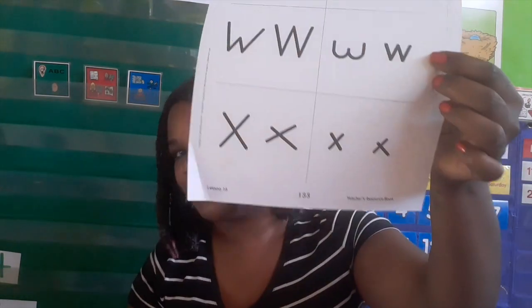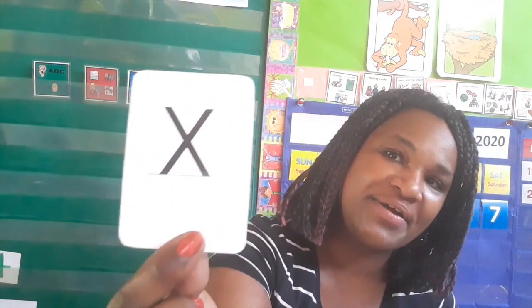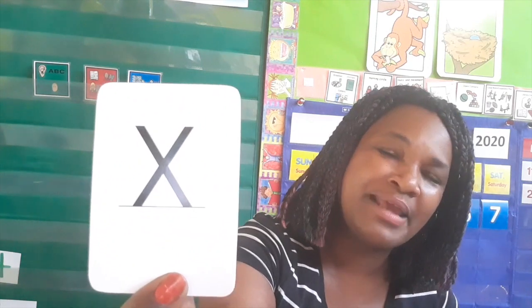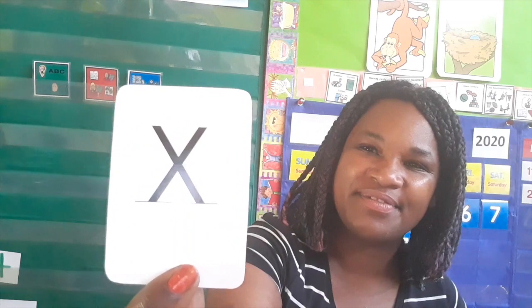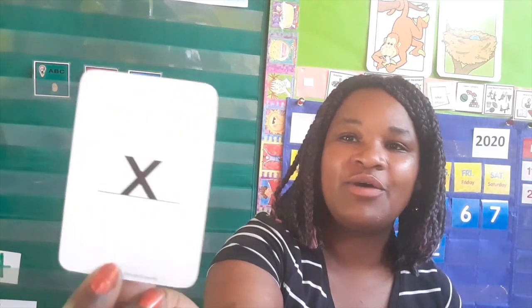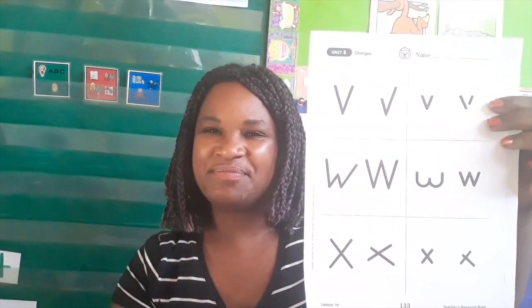The last one you see on your page is the letter X. An X, what kind of lines do you see in the letter X? How many slants do you see? And this is a lowercase x. You're gonna circle which one is the correct way to write an X. And then you're done. Let's see what's next.